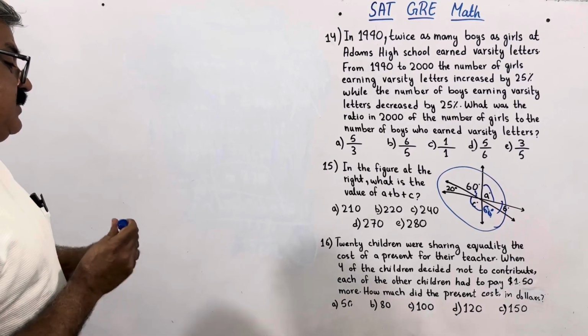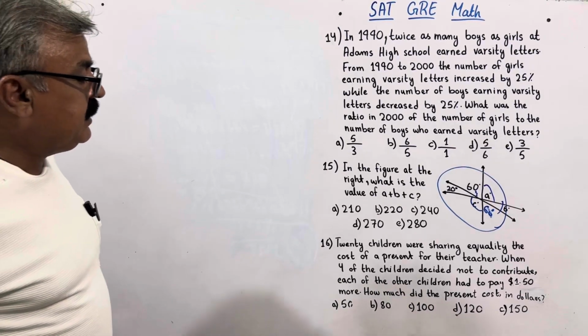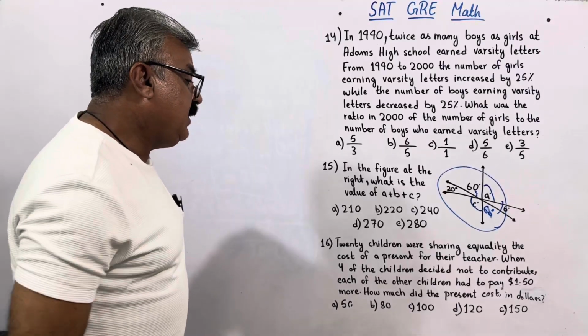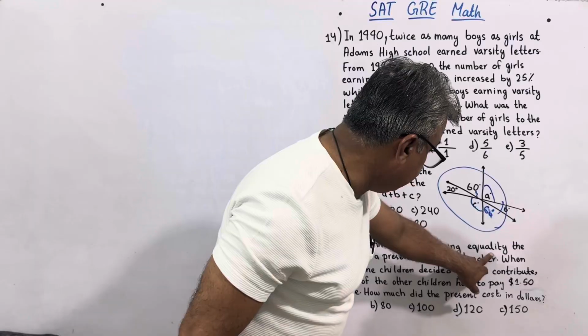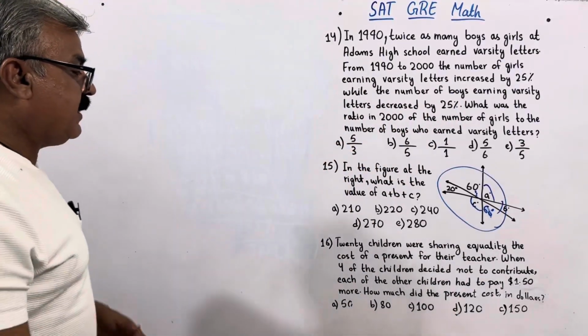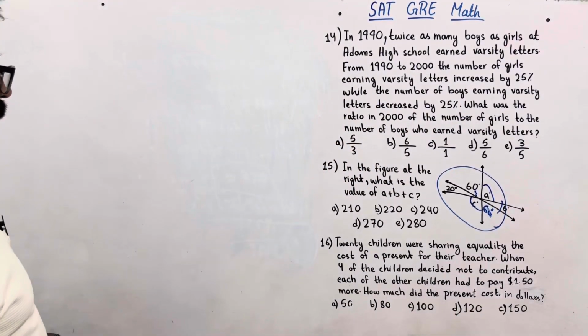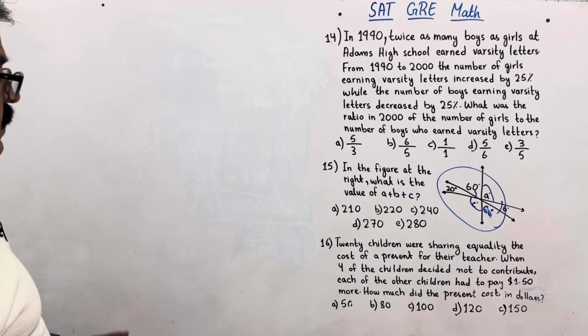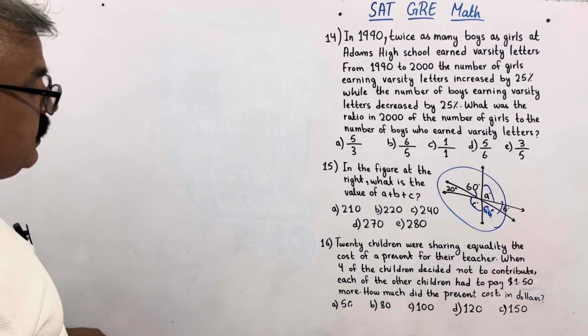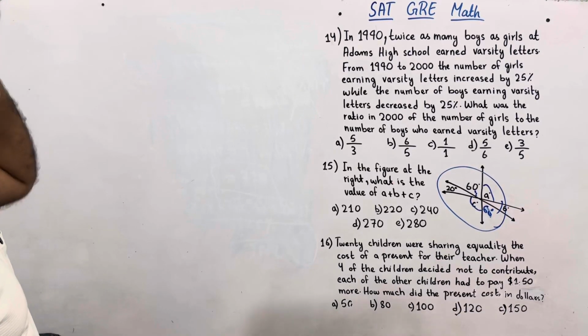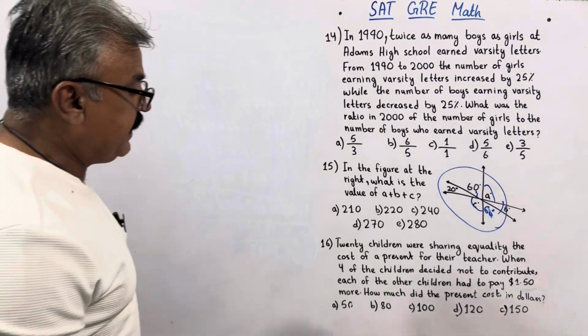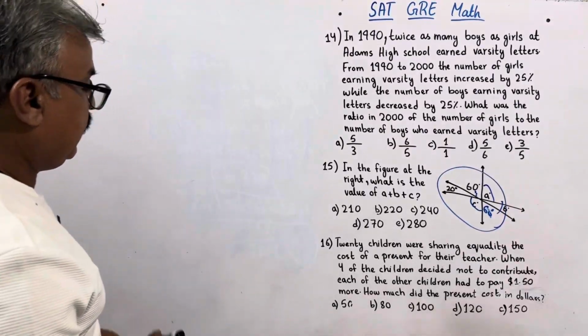Moving toward question number 16, we have 20 children sharing equally the cost of a present for their teacher. When 4 of the children decided not to contribute, each of the other children had to pay $1.5 more. How much did the present cost in dollars?